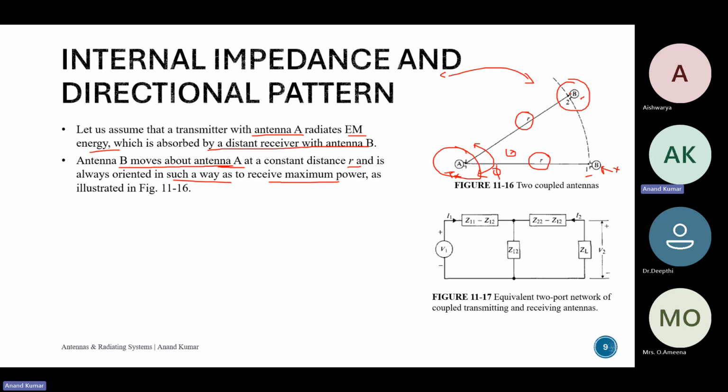Or let's just say if it is not isotropic, if it's some directional antenna, we're just tilting antennas A and B, always keeping them in such an orientation and at a fixed distance, such that it receives maximum power.